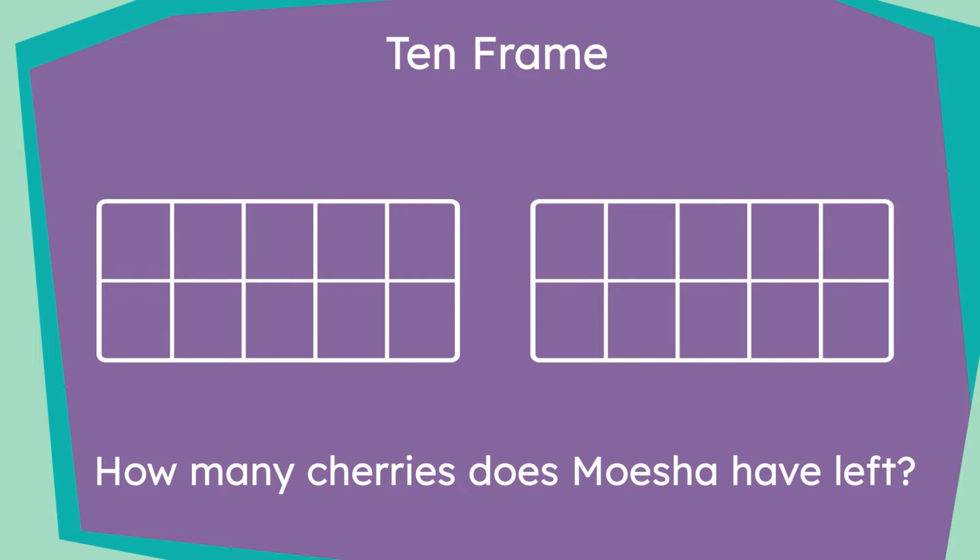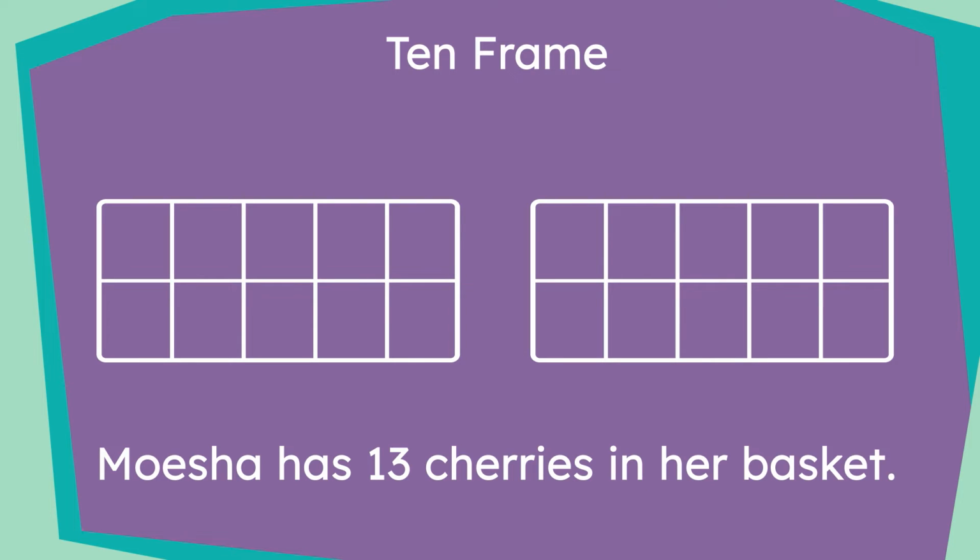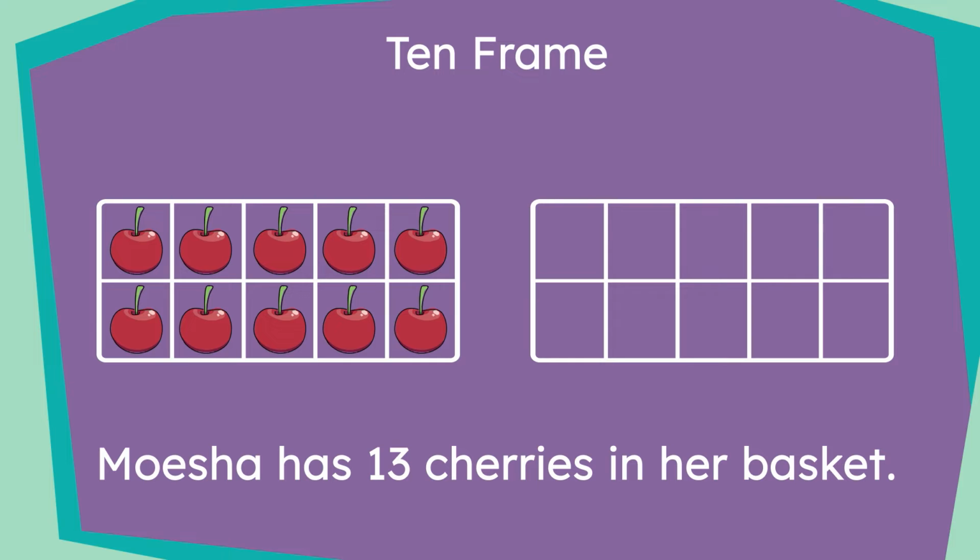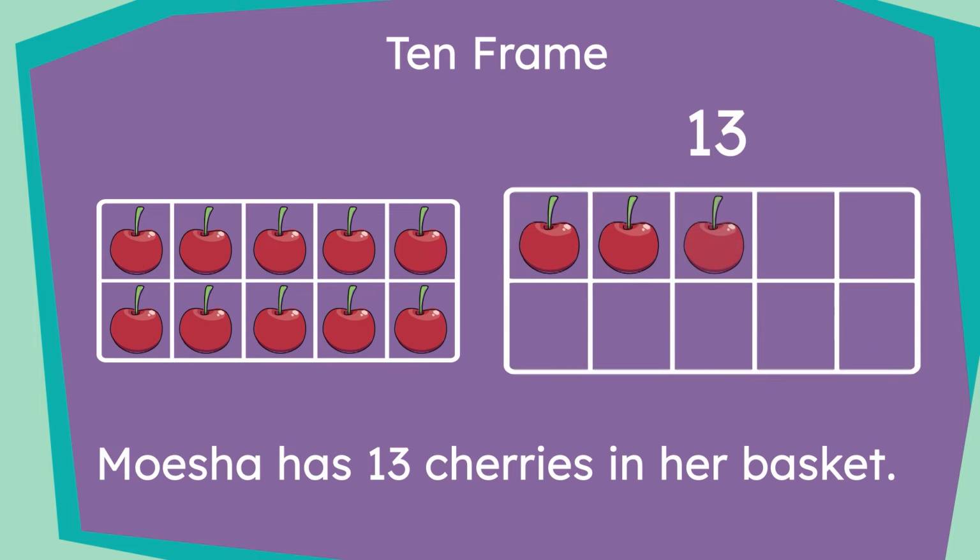How many cherries does Moesha have before she shares? Yes, she has 13. So let's fill our 10 frames with 13 counters to represent our 13 cherries. I know that if one 10 frame is all filled, that means I have 10, and I can count on from 10 to the other 10 frame until I get to the number 13. Count with me. 10, 11, 12, 13.